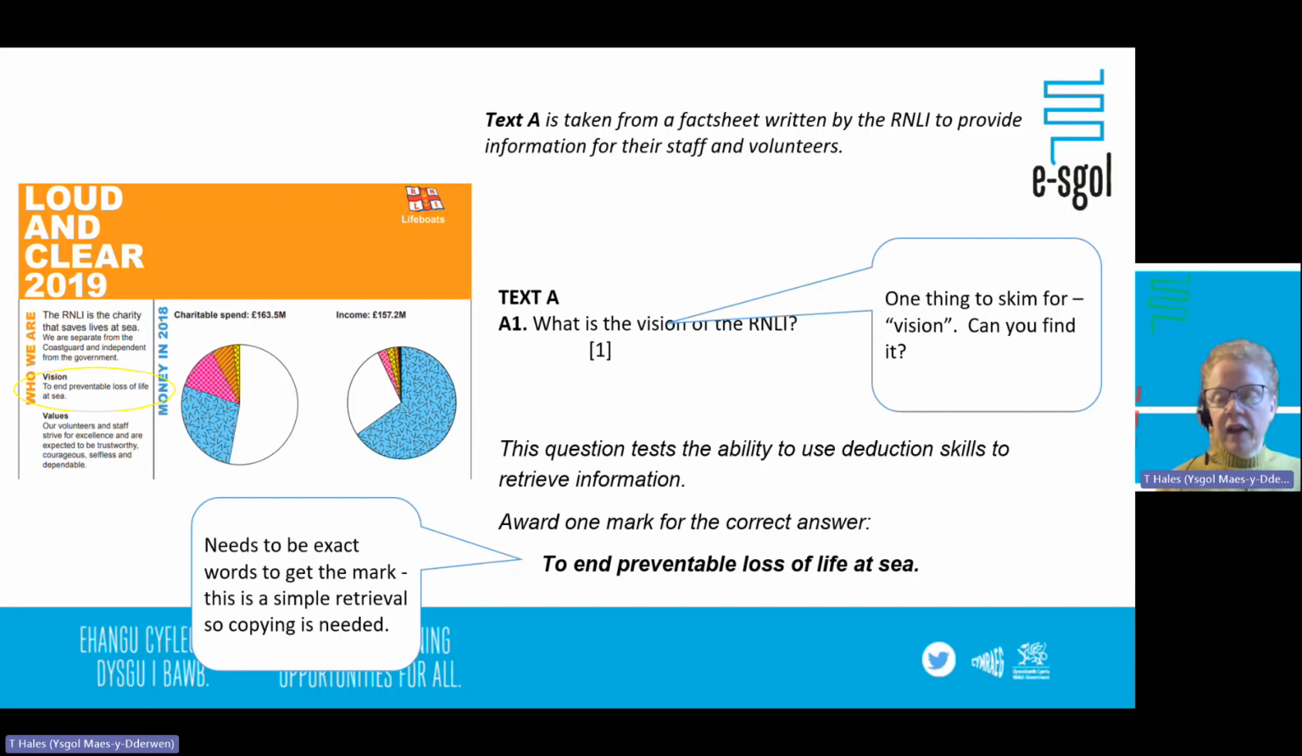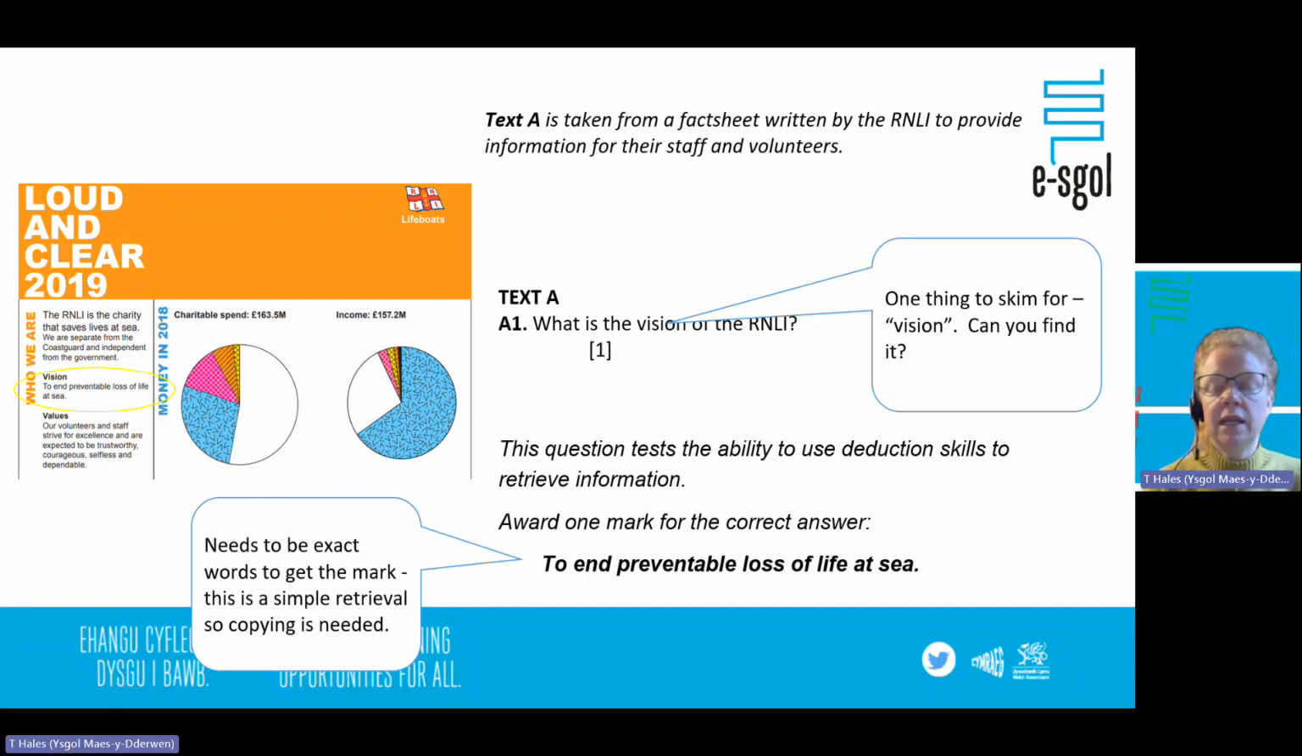All right, so this fact sheet was written by the RNLI. So straight away, we know that it comes from a reputable source. We know that it's there to provide information. So it's not trying to convince, it's not trying to persuade, it's providing info. And it also says who that info is for. So it gives you the audience. It's for people who are already part of the RNLI, so it's staff and volunteers who work for the RNLI.